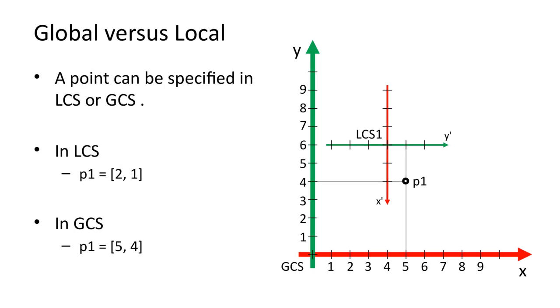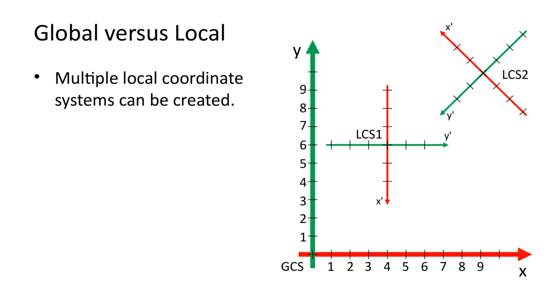Every point now has two coordinates: a global coordinate and a local coordinate. In the example, the point P1 has coordinates 2, 1 in the local system, and 5, 4 in the global system. In addition, more than one local coordinate system can be defined. The different local coordinate systems are all placed relative to the global system.